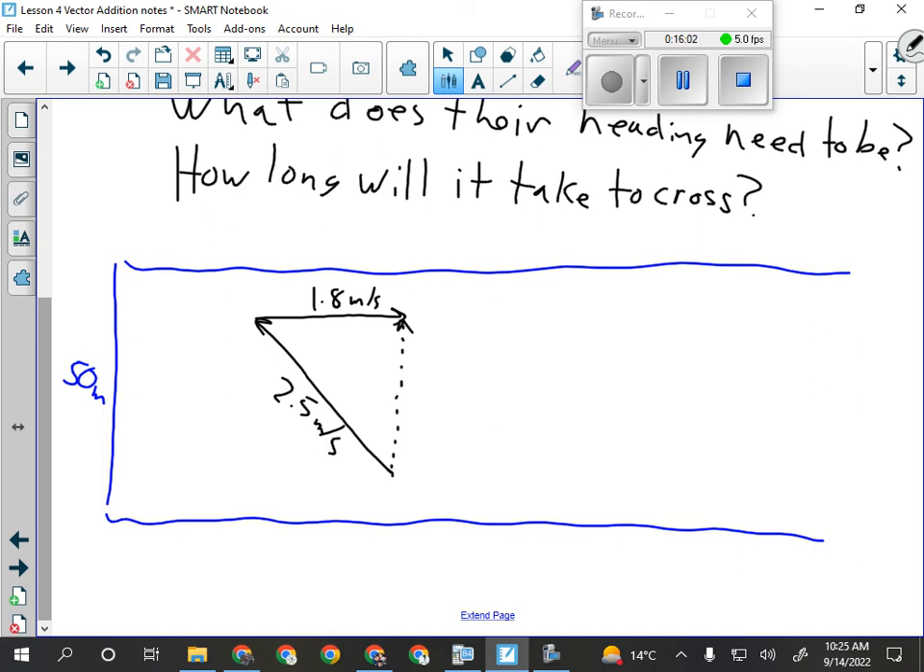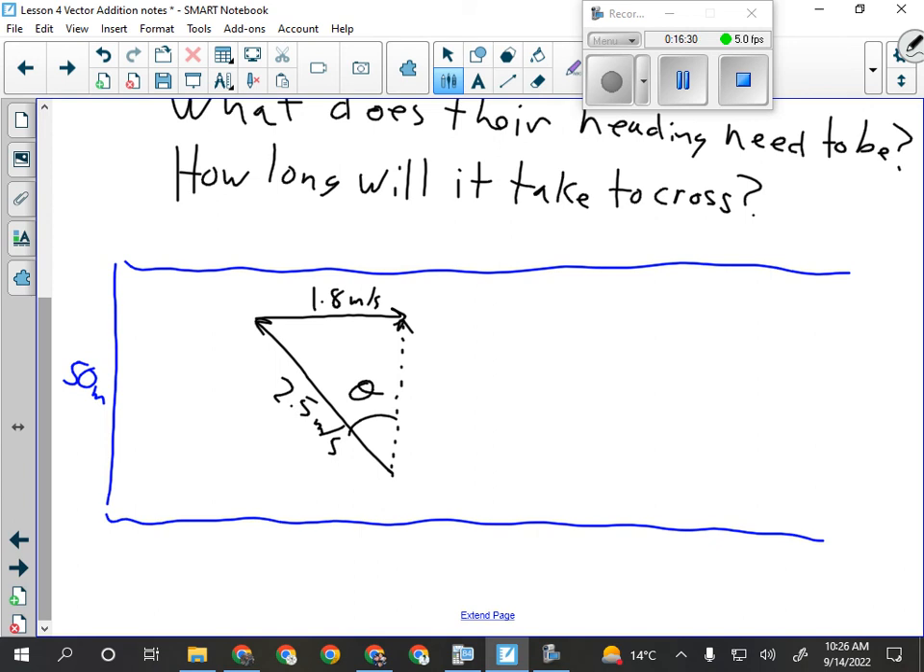We just saw in the last question, if I row straight across, I actually end up going faster because the current will push me. But as soon as I have a component of my velocity parallel to the current, I slow down. All right, so I've got these. The question wants my heading. That would be theta. That's the first thing it wants, and that's probably the easiest thing to get in the question.